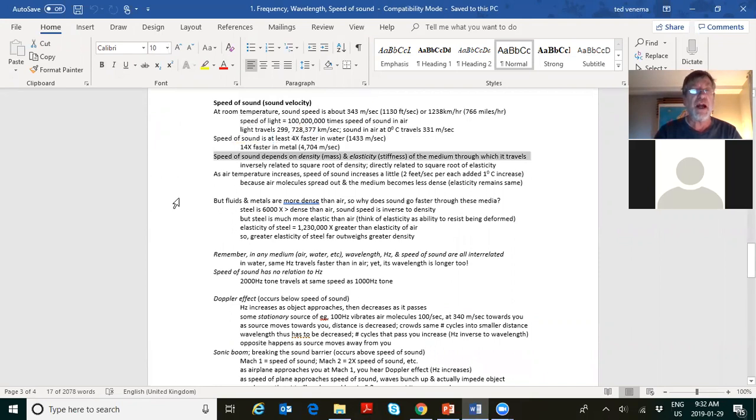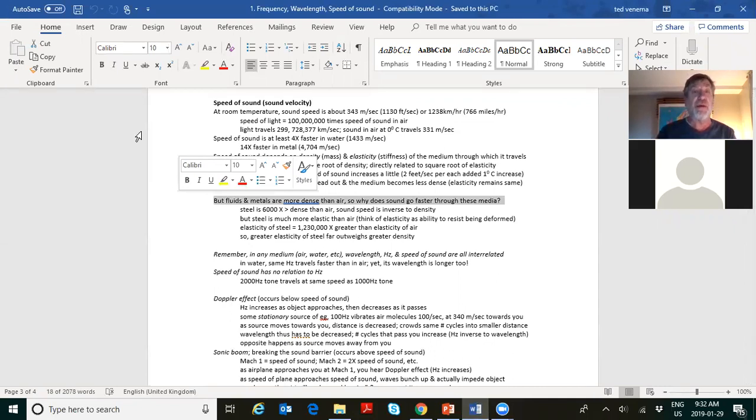And then we talked about how sound goes faster through metal, even though it's more dense. You'd think if something is more dense, that stuff goes slower through it. Well, steel is also more stiff than air, the elasticity, so to speak. And so the greater stiffness of steel far outweighs its greater mass, and therefore the speed of sound does go faster through steel.